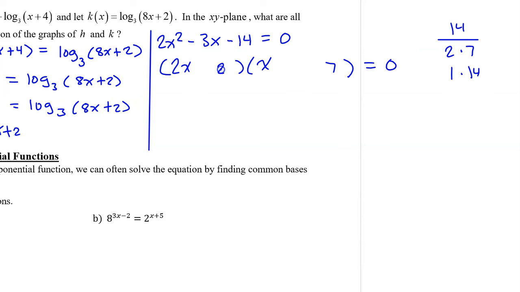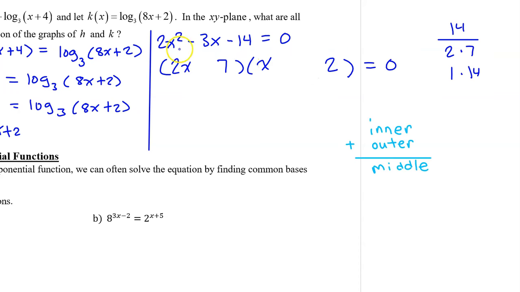So I know the 2 cannot go here because that leaves a common factor of 2. So I won't even waste my time thinking about putting it in that order. I'm going to go straight for 7 and 2. And if this doesn't work, I'll know it has to be 1 and 14 instead.